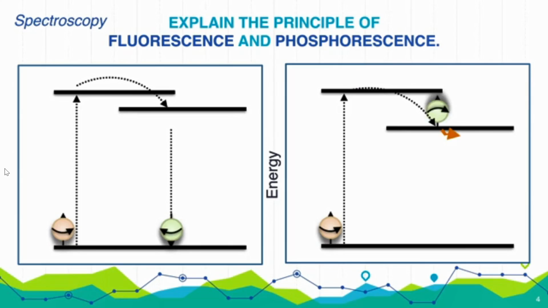The time taken by the electron is from 10 to the power minus 4 to several seconds. Thus, it seems that the emitted radiation is delayed. In some cases, even when we turn off the light source, radiation keeps on coming. This delayed re-emission of radiation is called phosphorescence. Here again, the energy of radiation emitted is always less than the energy of radiation absorbed. Or in other words, the wavelength of emitted radiation will always be higher than the wavelength of radiation absorbed.